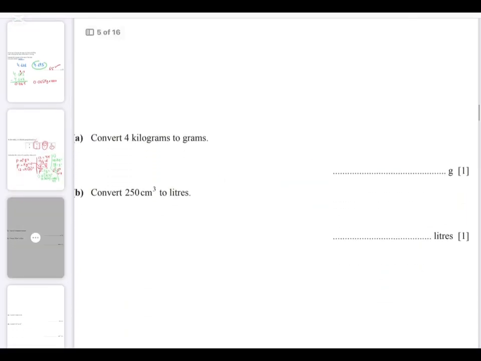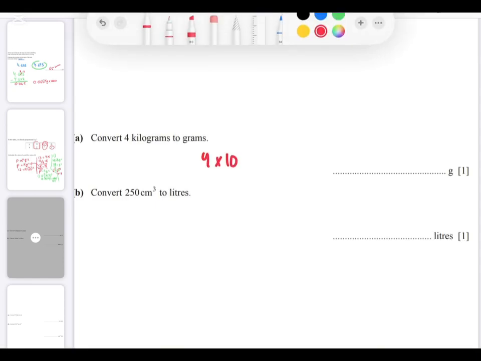Now conversion. Convert 4 kilogram to gram. This means 4 kg to gram. So what we need to do, kg to gram, multiply by 1000. So 4000 we got. Simple. Now 250 centimeter to liter. Centimeter cube to liter. This means we have to move forward. For that we need to divide by 1000. 250 centimeter cube to liter.